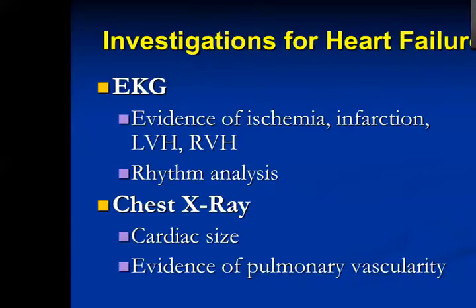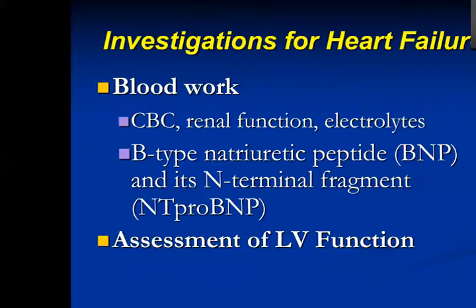Chest X-ray gives you the cardiac size of your patient, evidence of pulmonary vascularity, and any alternative diagnosis if you're thinking of one. Then some blood workup is needed with a CBC, renal function, electrolytes, beta natriuretic peptide. Nowadays, a very important excluding or including criteria. And after that, assessment of LV function by echocardiography. This is the basic investigational workup.